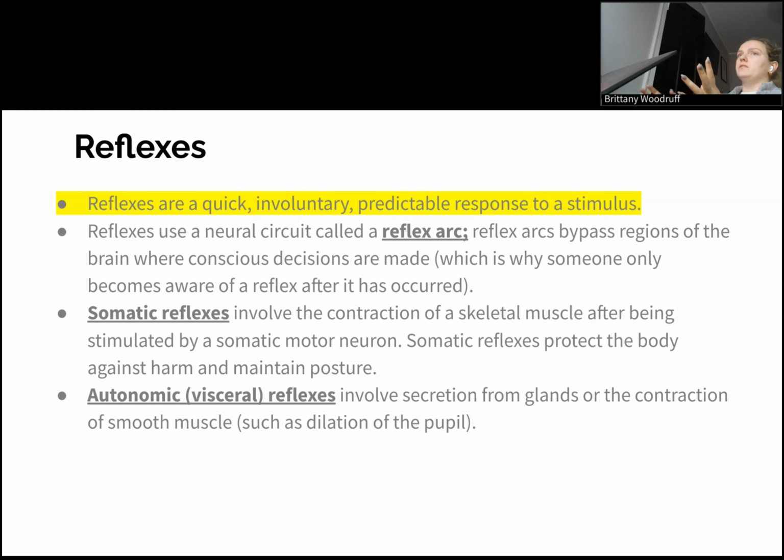First, we're going to talk about reflexes then. So reflexes are going to be quick, involuntary, predictable responses to a stimulus. Okay, make sure that I'm following.